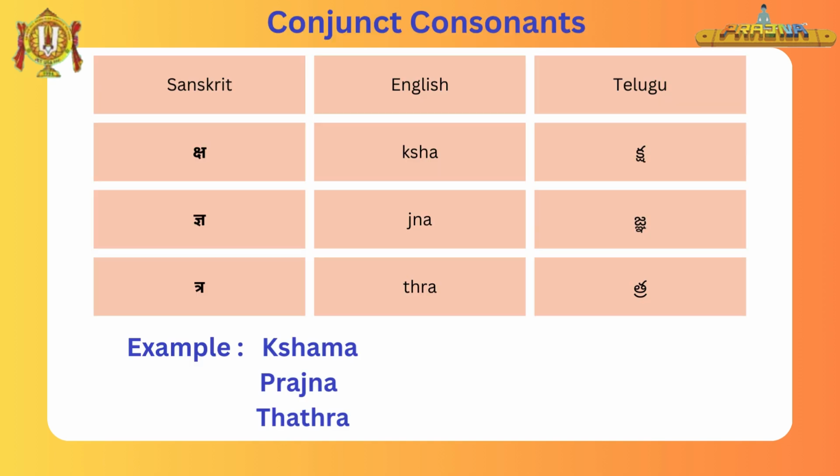Let's see a few conjunct consonants. The first is ksha. It's a combination of the letters ka and sha. Example, kshama. The next is jna. It's a combination of the letters ja and nya. Prajna. The last is tra. It's a combination of the letters ta and ra. Tatra.